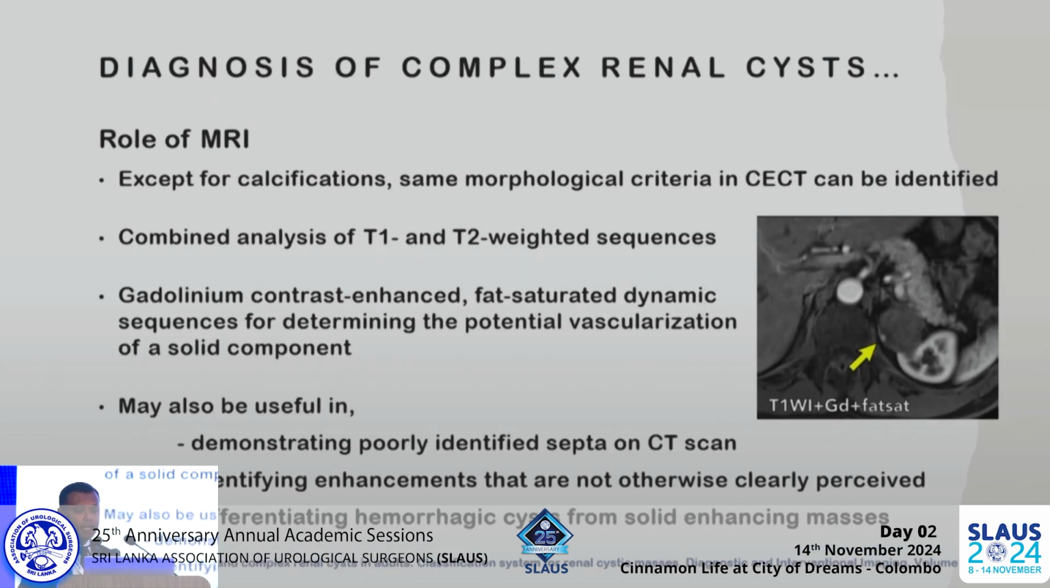So what is the role of MRI in diagnosis of cyst in current day practice? Except for calcifications, all the other morphological features, the criteria identified in the contrast CT will be shown with the MRI, provided you do the MRI with the analysis of T1 and T2 weighted sequences. In addition to that, gadolinium contrast enhanced fat saturated dynamic sequences will tell you more about the wall vascularity, particularly in a solid component. The MRI is quite useful, demonstrating poorly identified septa in a CT, and also you can see the subtle enhancement which is not clearly visible in the CT, and which will differentiate hemorrhagic cyst from other solid enhancing masses.